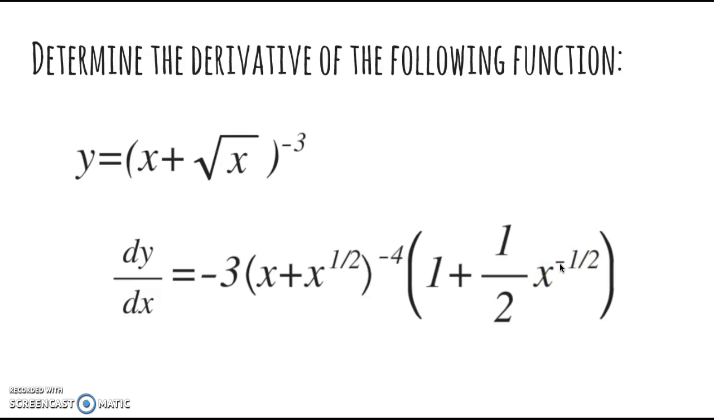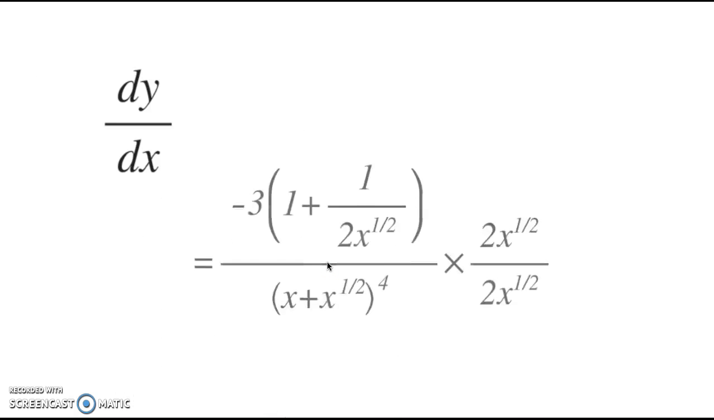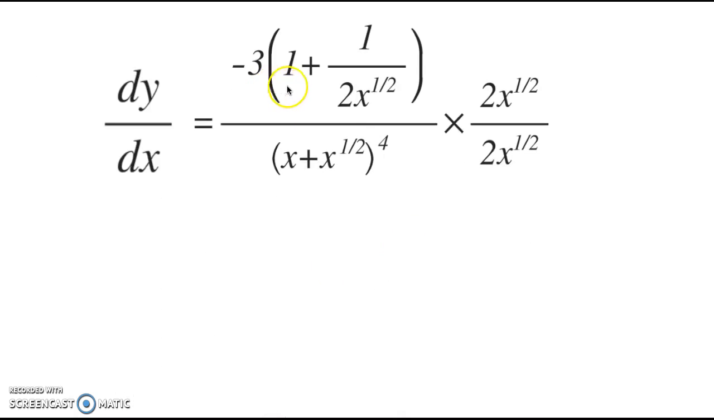And there you go. Now I'm going to move the x plus x to the 1/2 to the negative 4th into the denominator to get negative 3 times 1 plus 1 over, you can also move the 2x to the negative 1/2 down into the denominator, over x plus x to the 1/2 to the 4th.